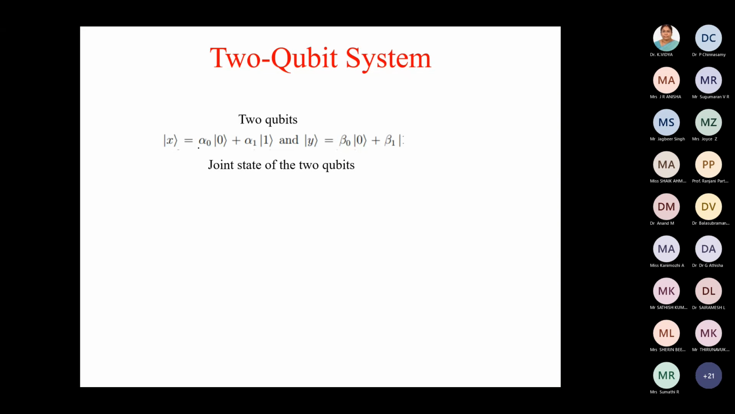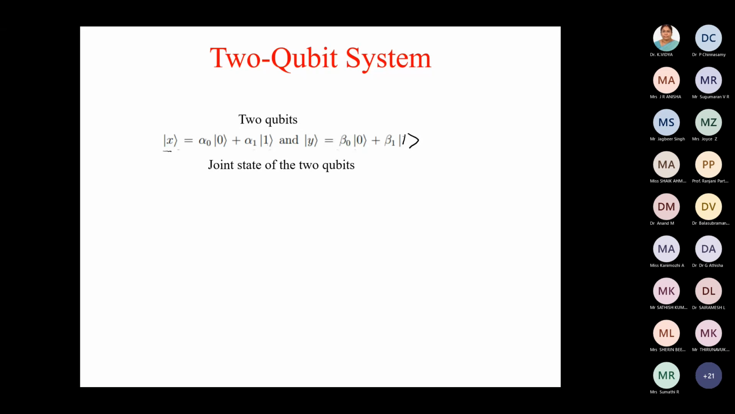any single qubit system has this called x qubit. So this x is a combination of 0 and 1, and the coefficients are alpha 0 and alpha 1, suppose. There is another qubit y, which has coefficients beta 0 and beta 1. So if I ask you, these 2 qubits are single individual qubits, and if I combine them into a 2 qubit system, then what will be the joint state of these 2 qubits?